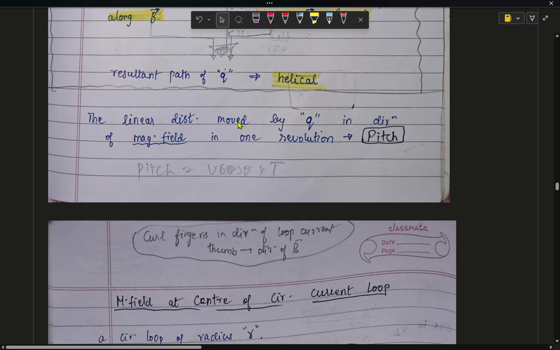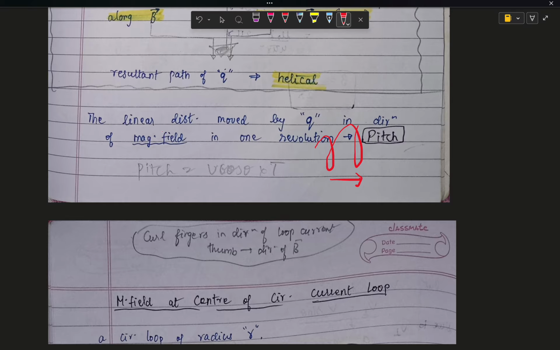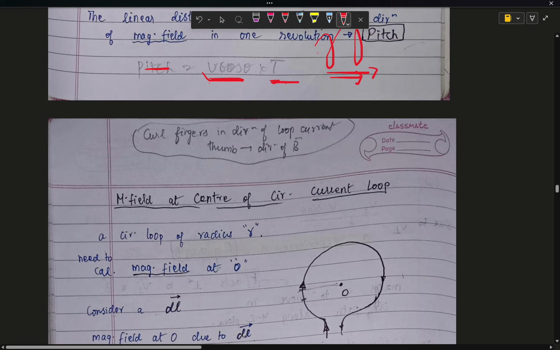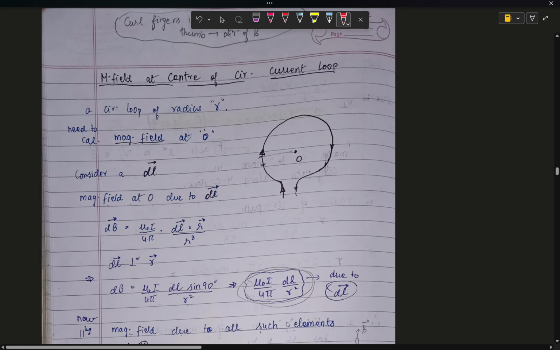And the linear distance moved by the charge in the direction of the magnetic field in one revolution. In one revolution, what is the linear distance covered? Basically, distance is speed into time. Speed v cos theta is the linear velocity, and you multiply it by the time period T. v cos theta into T will give you the pitch actually. Now, another important formula.